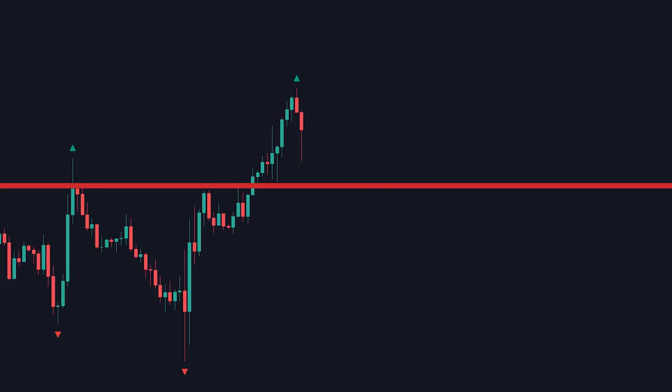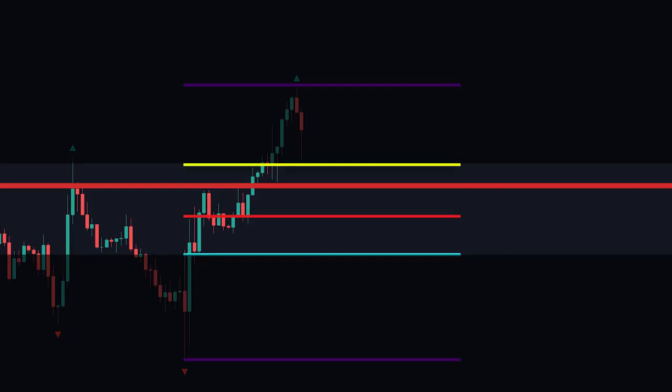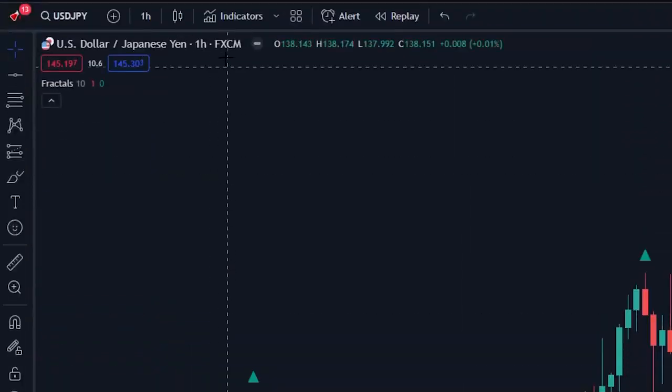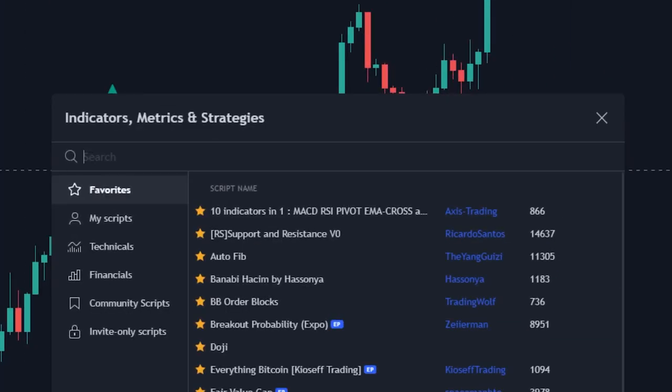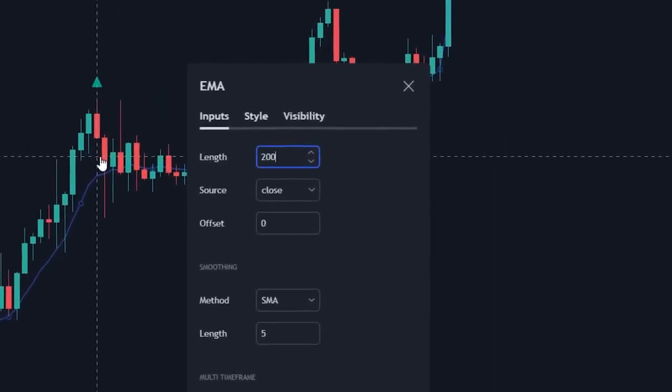If you look even closer, the retest level is exactly where the golden zone is, adding even more confluence to this strategy. But wait, there's more. We can add even more confluence. To do this, go to your indicators tab and type in EMA. Go to the settings of the indicator and change the length to 200.